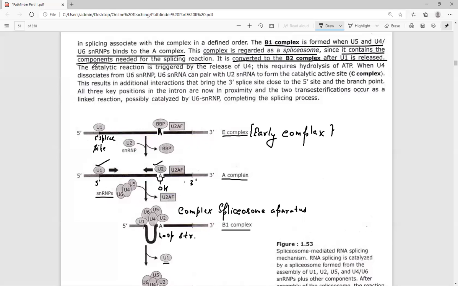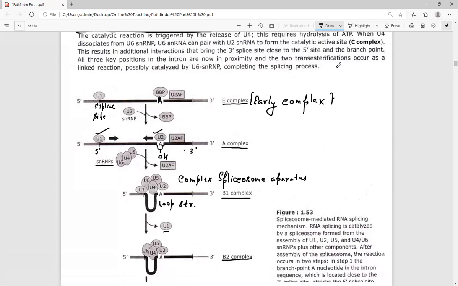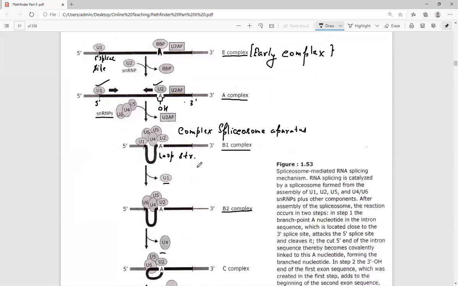The catalytic reaction is triggered by the release of U4. This requires hydrolysis of ATP, and then U4 is released. This is mediated by the hydrolysis of ATP, which will be converted into adenosine diphosphate and inorganic phosphate that is released.